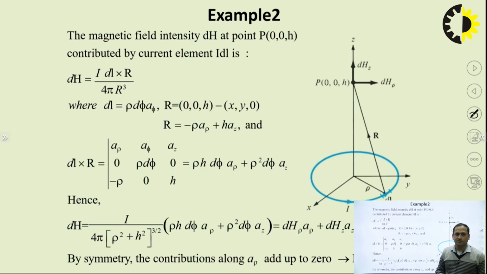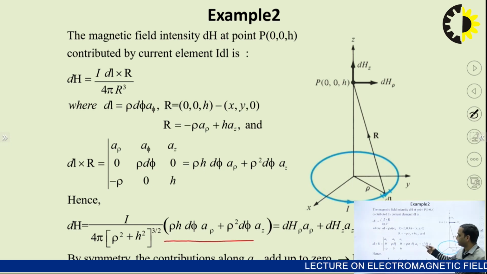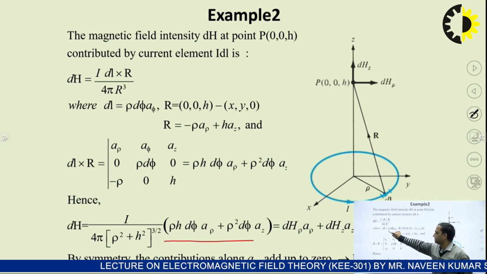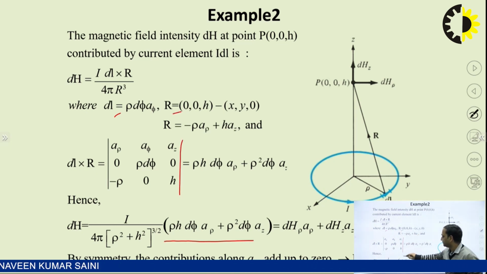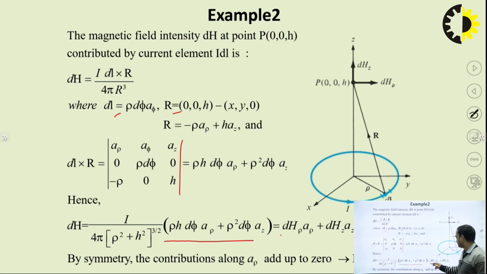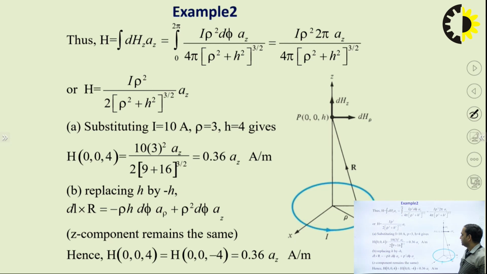So the same expressions happen here, and in this way when you are solving this, just put all the values together. Same procedure is there, dl is there, r is there, and put it all together here. Then after solving you will get this expression. Okay, by symmetry this will be cancelled out. What will be left? Only dHz AZ. So in this way, this is again a very important formula.